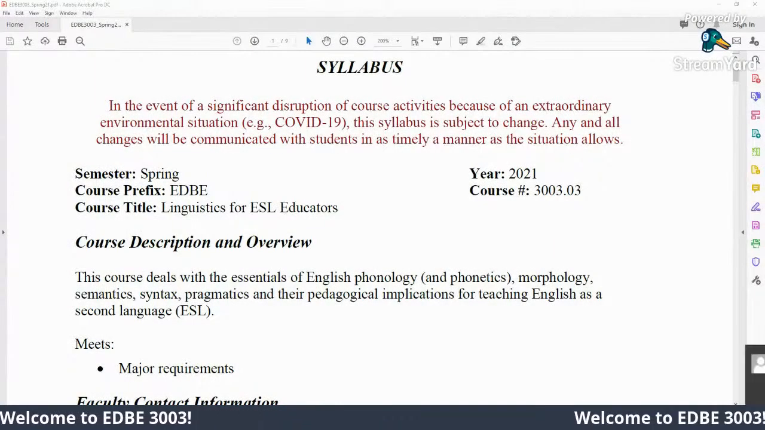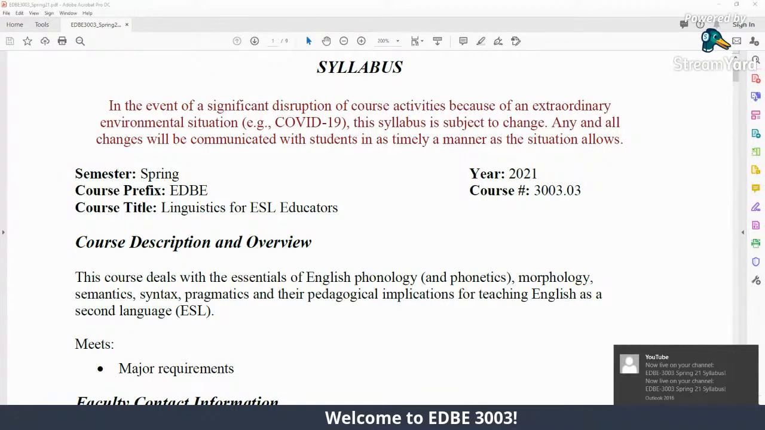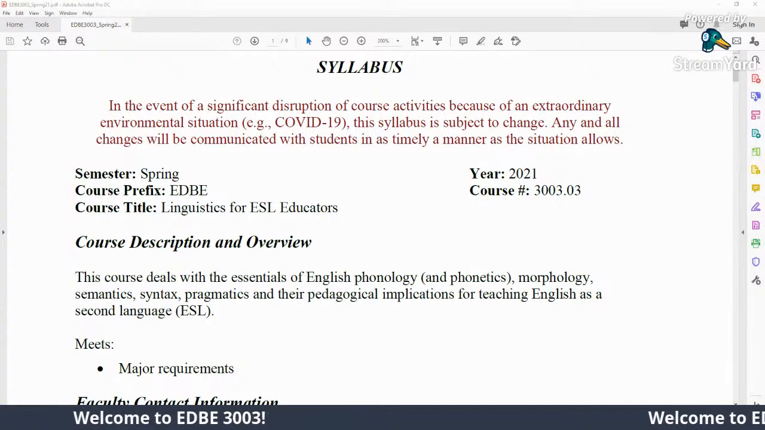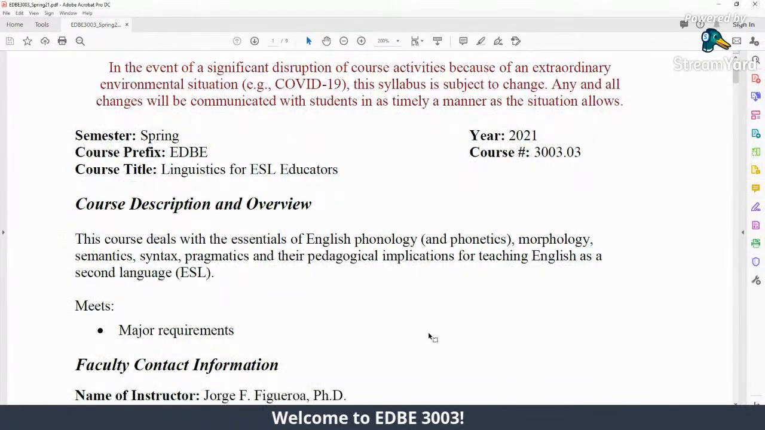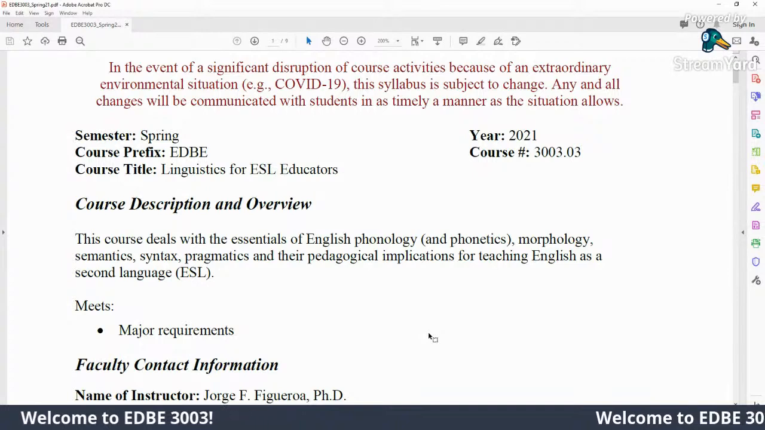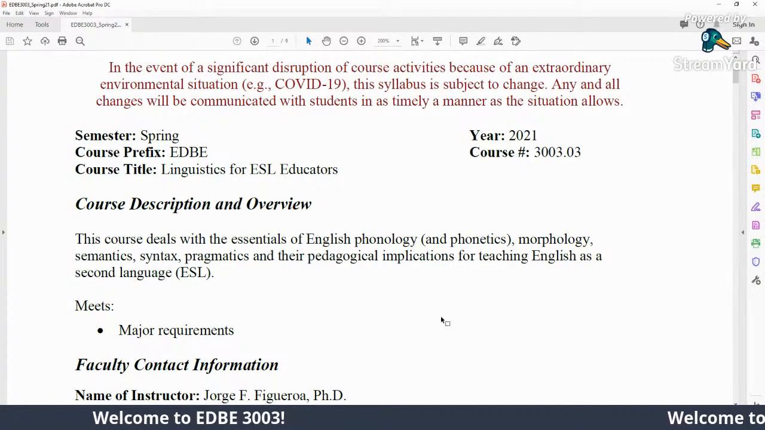And first of all, this course is EDBE-3003, Linguistics for ESL Educators. Make sure that you are in the correct course. The course description is that this course deals with the essentials of English phonology and phonetics, morphology, semantics, syntax, pragmatics, and their pedagogical implications for teaching English as a second language, or ESL.